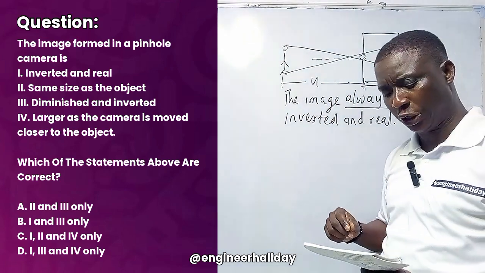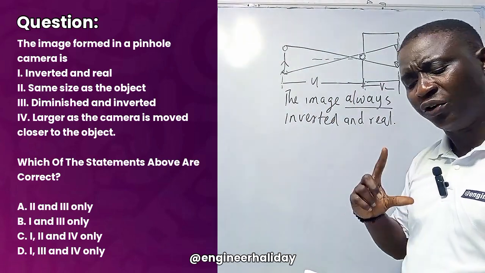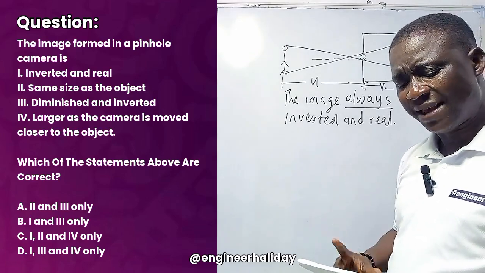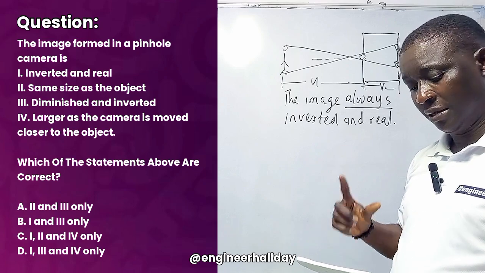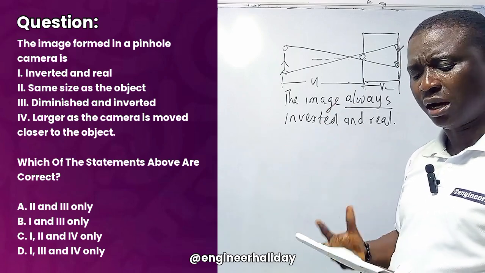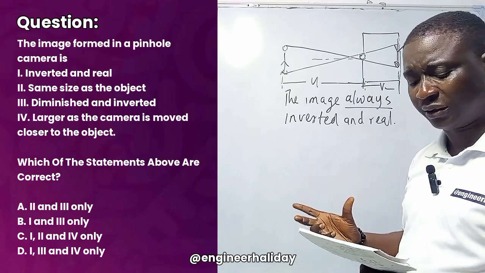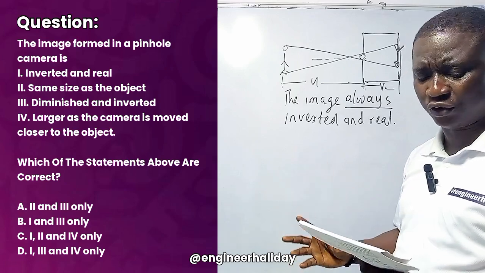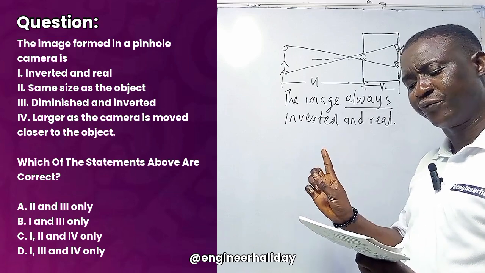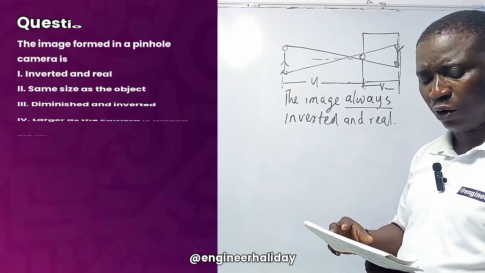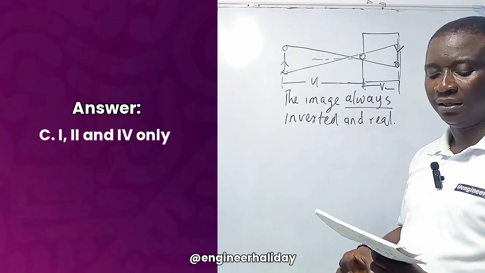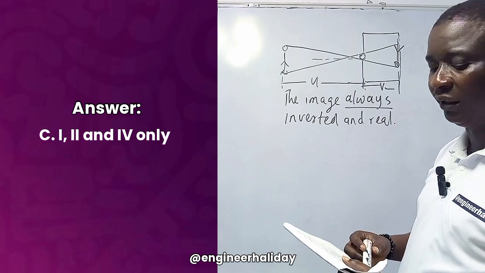So now let's look at option A. Roman figure 1, he said it was inverted and real. Roman figure 2 is same size as the object. This one is not totally correct, but to an extent it is correct based on the options given to us. Roman figure 4 is also correct, which is larger as the camera is moved close to the object. So I will go with option C, which is 1, 2, and 4 only. 1, 2, and 4 only. That is my final answer.